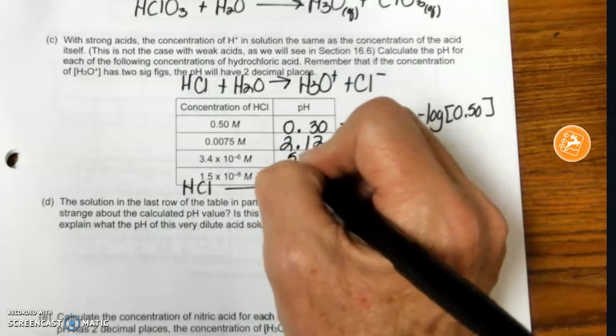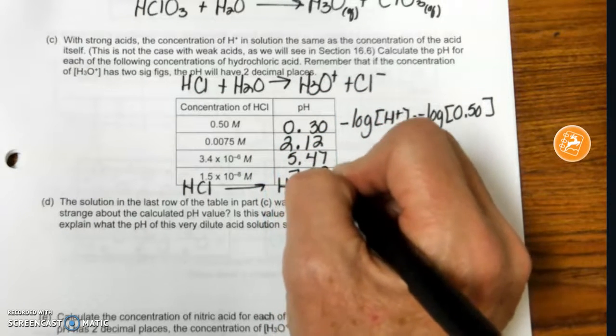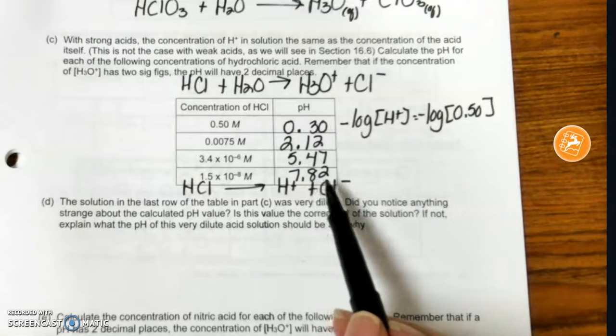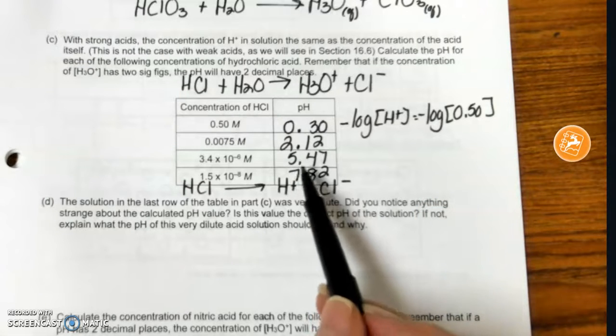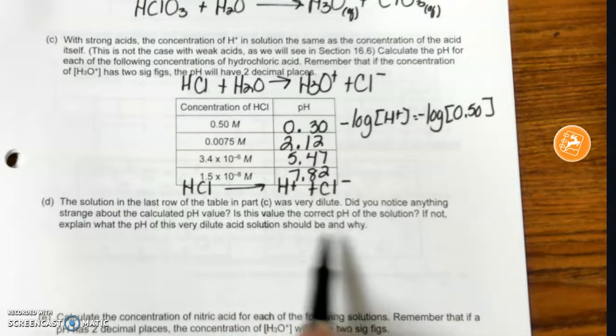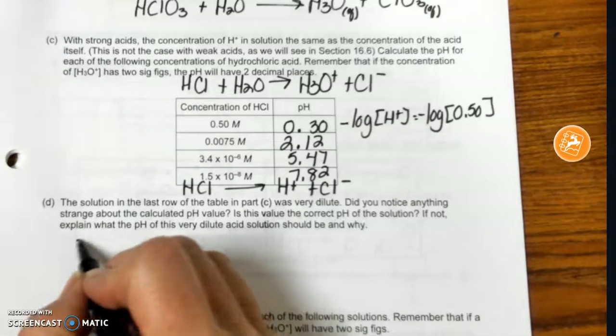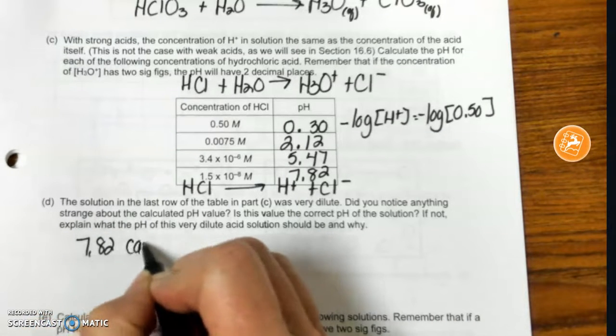2.12, 5.47, and this one is 7.82. Now, in this case, we do get a number. What's happened here? I've shifted this from being an acid to a base, and that is actually not the correct pH, right? 7.82 cannot be correct.